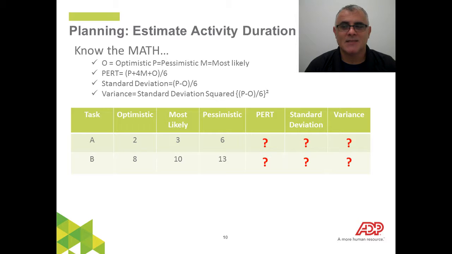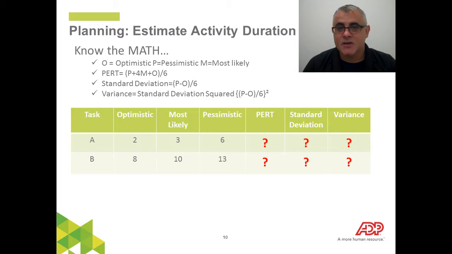So optimistic means, like, I think we can get this done. For example, if we look at the slide, task A, I think we can get task A completed in 2 days. Most likely, it's going to be 3 days. Worst case scenario, pessimistic, it's going to be 6 days. So given that information, there's some calculations, some information that we can pull out from this. Looking on your slide, we have what's called the PERT formula. Okay, PERT is pessimistic plus 4 times most likely plus your optimistic divided by 6.